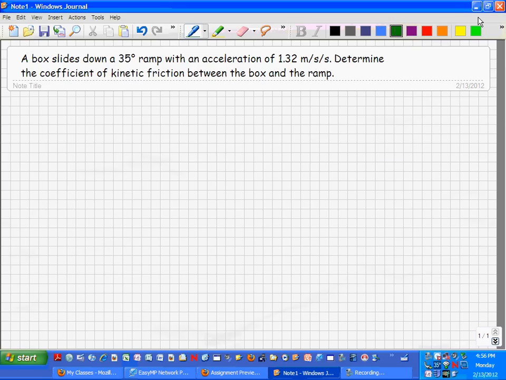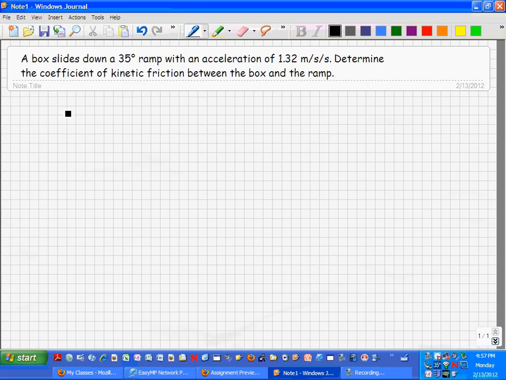All right, here's an interesting problem. Doesn't look like we have a lot of information. We've got a box that slides down a 35-degree ramp with an acceleration of 1.32 meters per second, which is the same as meters per second squared. Determine the coefficient of friction between the box and the ramp.